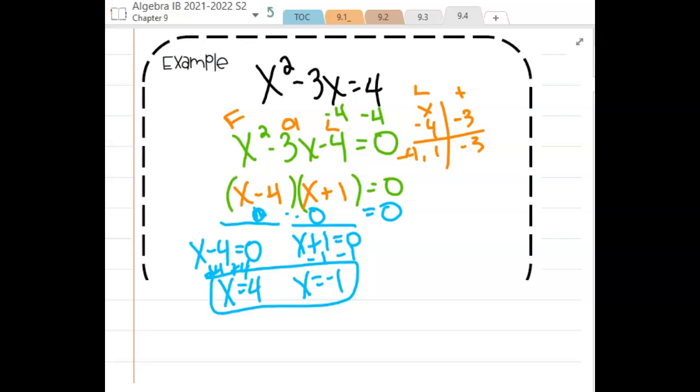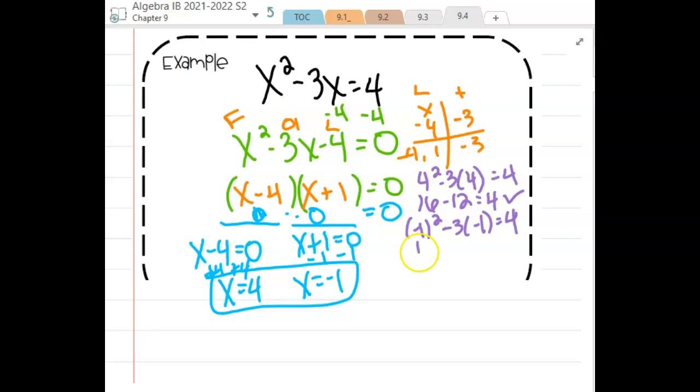Now to show you that this works, you can check every single one of your answers today. If I plug 4 into my equation, it should work. If I take 4 squared minus 3 times 4, it should give me 4. 4 squared is 16. 3 times 4 is 12. 16 minus 12 gives me 4, right? That one works. If I plug in negative 1, it would be negative 1 squared minus 3 times negative 1 equals 4. Negative 1 squared is 1.